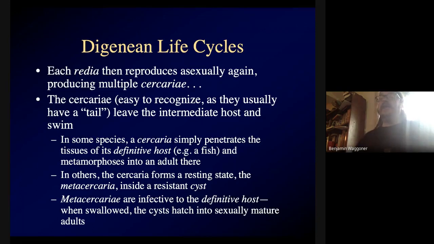In others, the cercaria forms a resting state called the metacercaria inside a cyst. Those are fairly dormant. The cyst can persist for a while. And commonly, the metacercaria gets eaten by the definitive host. And when the definitive host eats the metacercaria, the cysts hatch into sexually mature adults, and round goes the circle of life.